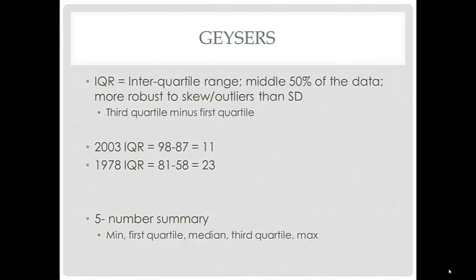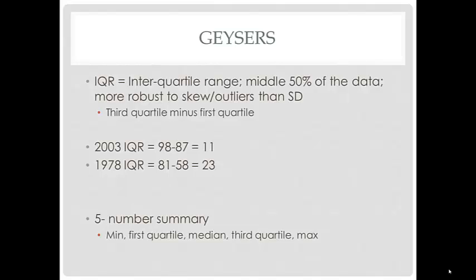When you compute the third and the first quartile, you can compute something called the IQR. The IQR is the middle 50% of the data. It's the third quartile minus the first quartile. And it's a measure of variability of a quantitative variable that is more robust to skewness and outliers than the standard deviation is. In 2003, the interquartile range is 11 because we take the third quartile, 98, and subtract the first quartile, 87. In 1978, the IQR is 23, quite a bit larger, reflecting the much larger variability in eruption times in 1978.